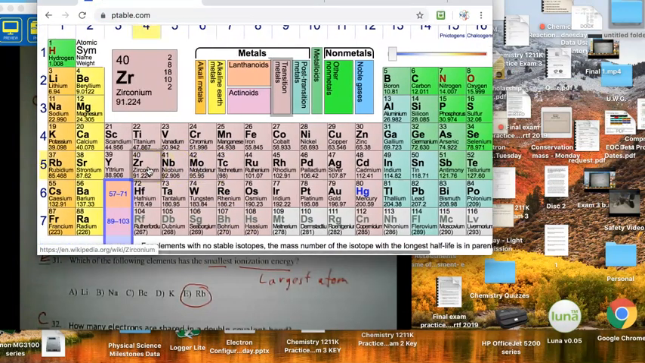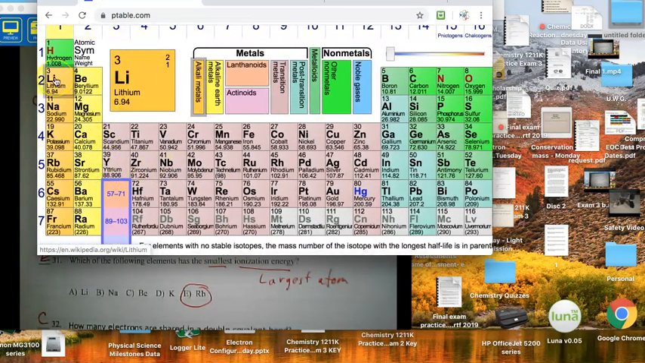So we're looking at lithium, sodium, beryllium, potassium, and rubidium. So the smallest ionization energy. We know that ionization energy increases as you go up the periodic table. The sizes of the atoms get smaller as you go up the periodic table. So the larger the atom, the lower the ionization energy.